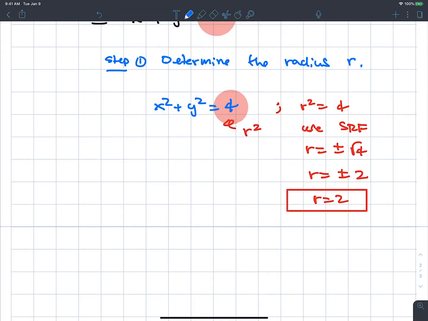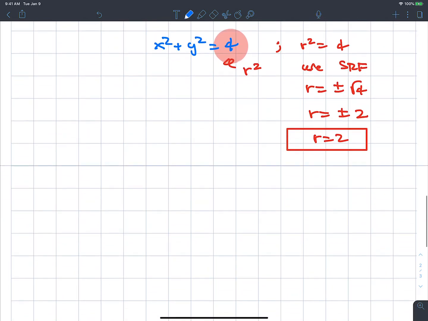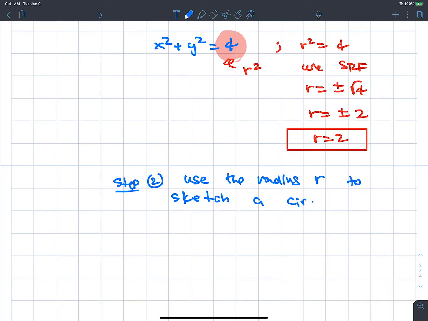Find your radius. The second step here is going to be, step 2, use the radius r to sketch a circle.